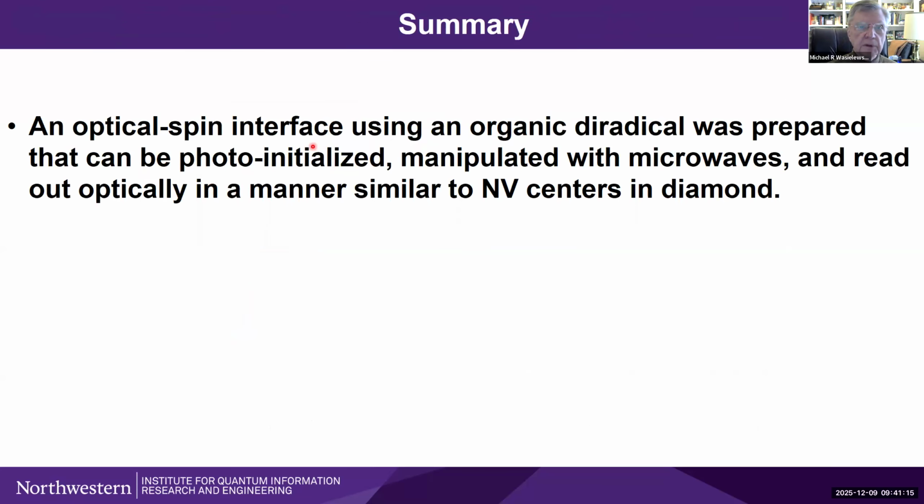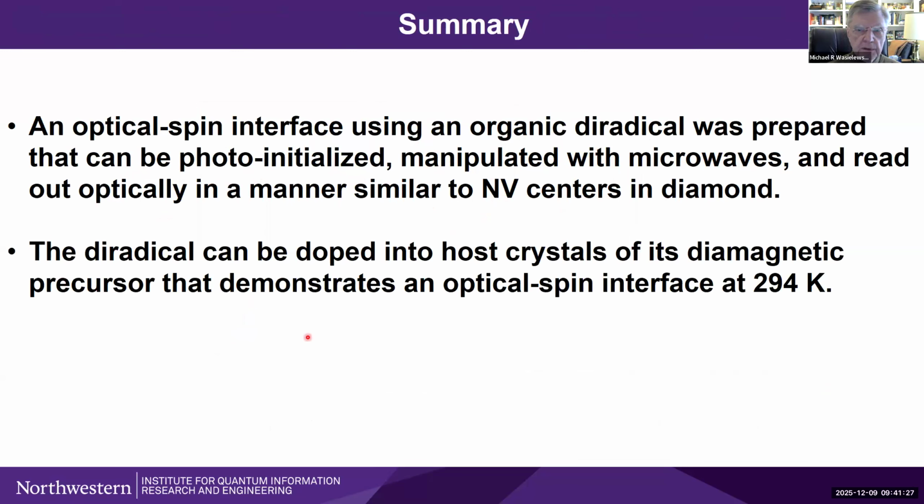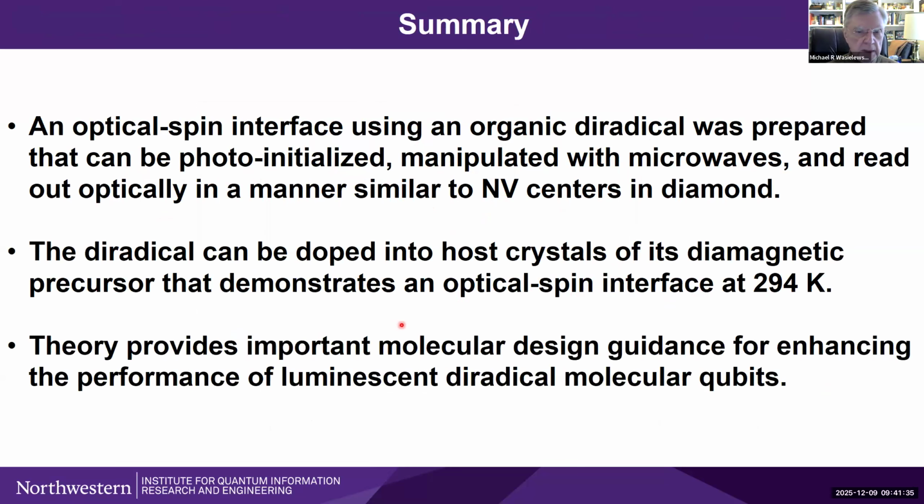you can create a spin optical interface using an organic diradical. It has all the qualities that are desirable and it's similar to NV centers in diamond. You can dope these into host crystals of its diamagnetic precursor, and you can even demonstrate a spin optical or optical spin interface at 294 Kelvin, room temperature.